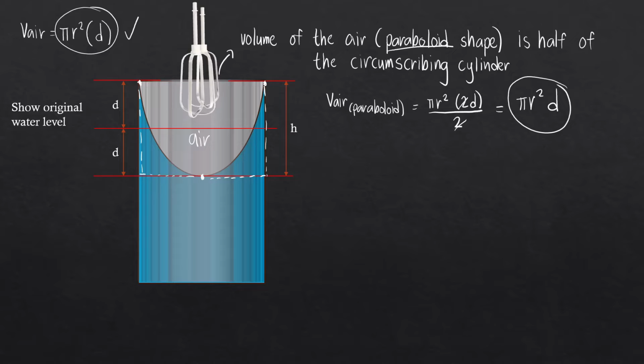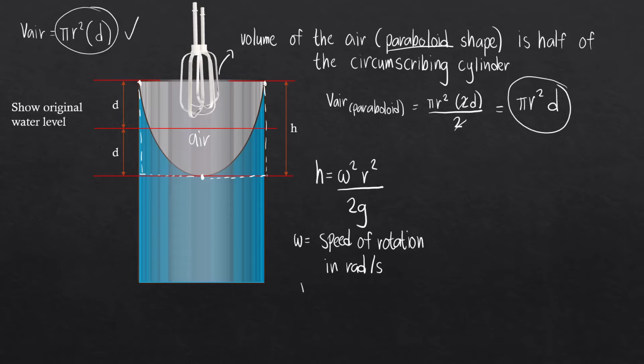And so recall that to solve H, this distance, if we are given the speed of rotation, we have H equal to omega squared times r squared divided by 2g, where omega is the speed of rotation in radians per second, r is the radius of the cylinder, and then g is the gravitational constant, which is 9.81 meter per second squared. And so these are our variables.